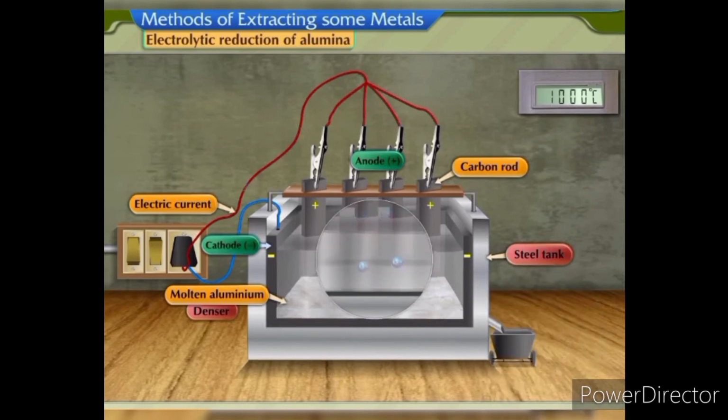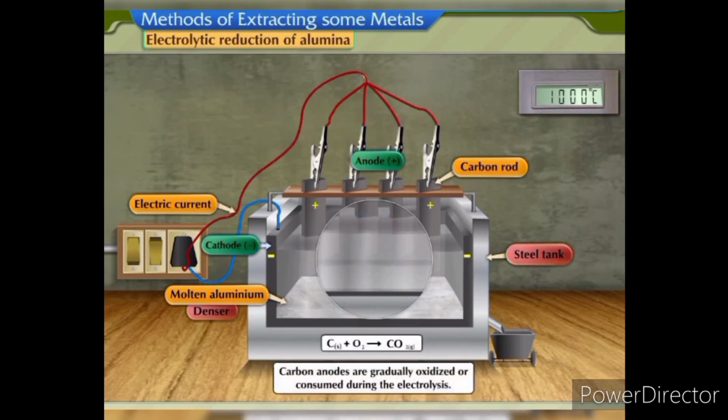Oxygen gas liberated at the anode has a tendency to react with the carbon anode itself to form carbon dioxide gas. So the carbon anodes are gradually oxidized or consumed during the electrolysis, and therefore they have to be replaced from time to time. Metals obtained after reduction processes may contain impurities. The process of purifying impure metals is called refining.